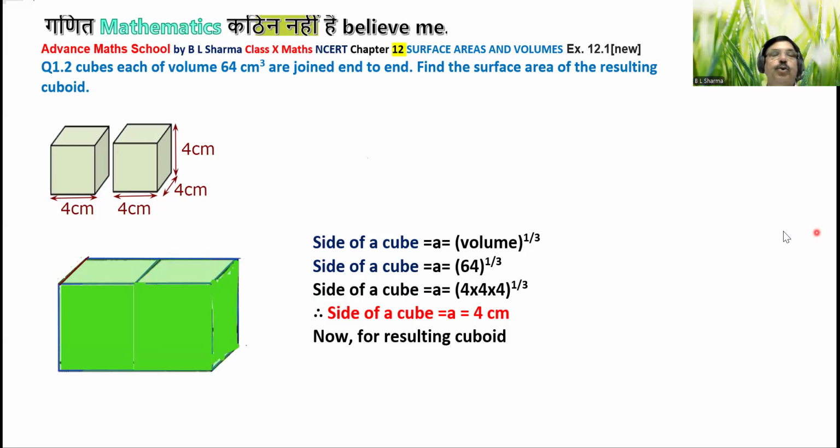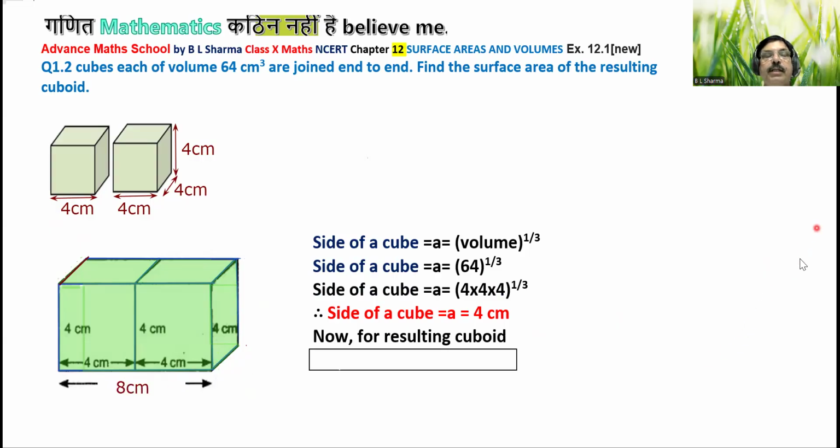ये हमने दोनों क्यूब को ज्वाइन कर दिया है. देखिए, अब ज्वाइन करने से ये टोटल 4 सेंटीमीटर this end and 4 centimeter this, that will be 8 centimeter. Breadth is 4 centimeter same and height is 4 centimeter same. So you can write here, this is 4 centimeter plus 4 centimeter, 8 centimeter. So length is 8 centimeter, breadth is 4 centimeter, and height is 4 centimeter. ये पहले क्यूब था, अब ये क्यूबॉइड बन चुका है.